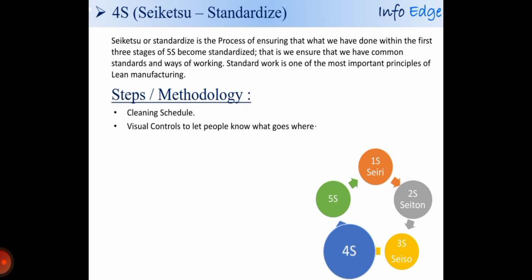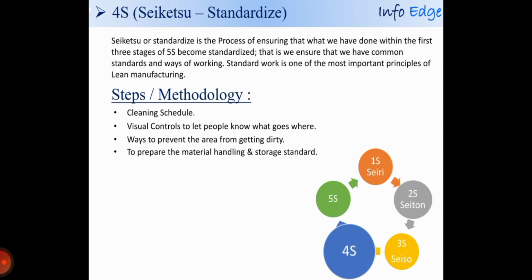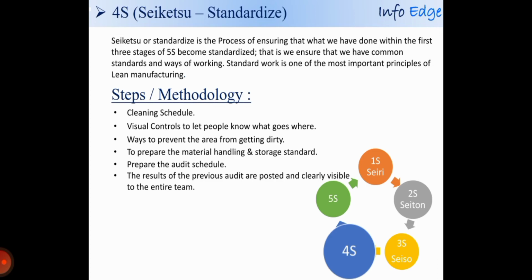The methodology and the steps in the fourth S is we have to prepare the cleaning schedules. So the third is we have prepared the check sheet, but we have to define the schedule when we have to clean. And we have to prepare the visual controls to let people know what goes where. So this is a visual management system.